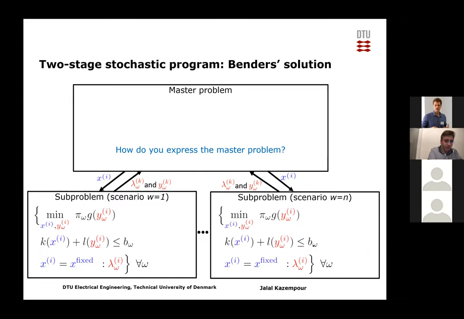The formulations of all scenarios are identical, just for different omegas. Here we assume we go for the first option: we include the probability of the scenario in the objective function of the subproblems. And as Peter explained, we have the linking constraint and the fixing constraint, and that's it. The formulation of the subproblem for all scenarios is equal. The only difference is that the given parameter b omega is different for different scenarios.